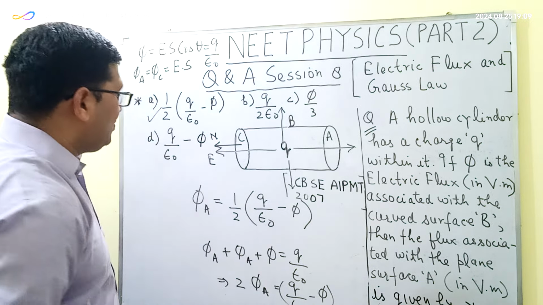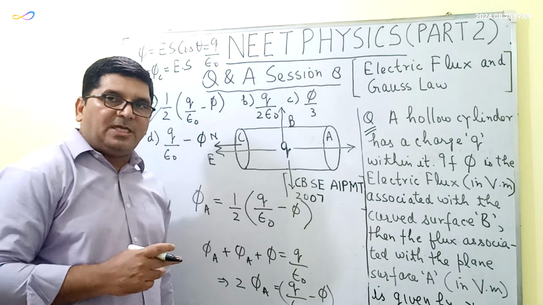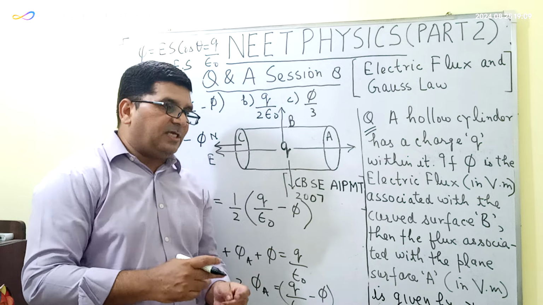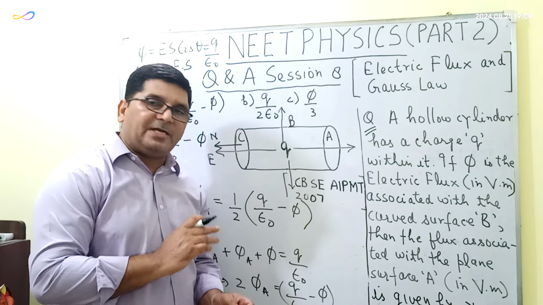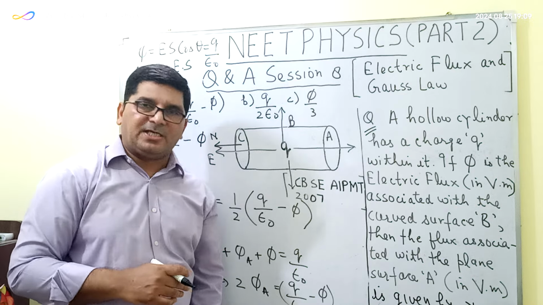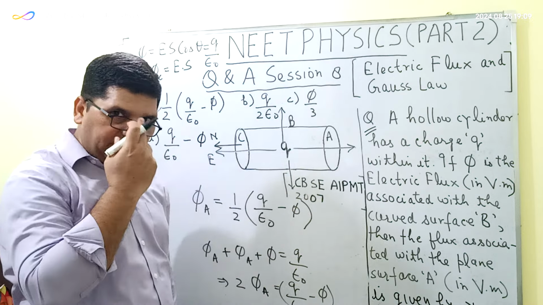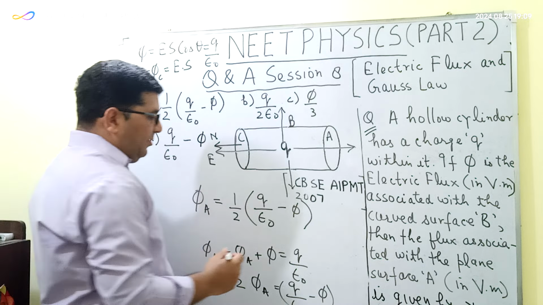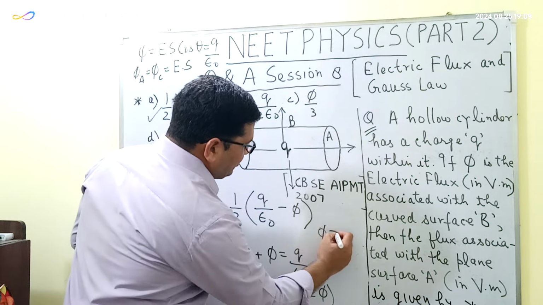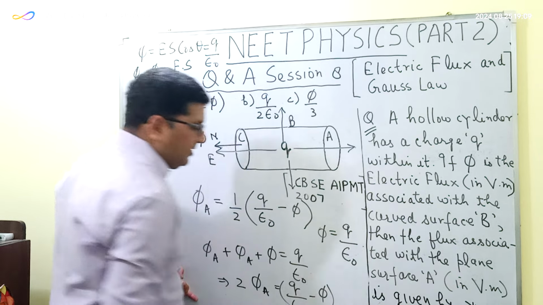In this question, the most important thing which you all have to remember is that the flux associated with any closed surface is taken as positive if the electric field lines are leaving the surface, and it is taken as negative if the electric field lines are entering the surface. This is the most important thing which you have to remember. And then we have applied the Gauss law, that is the total flux associated with a closed surface is equal to Q upon epsilon naught.